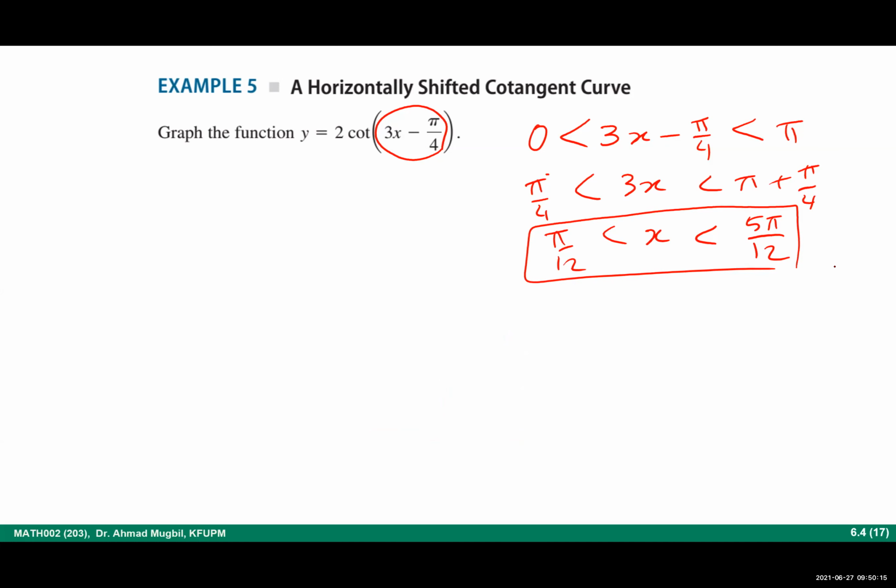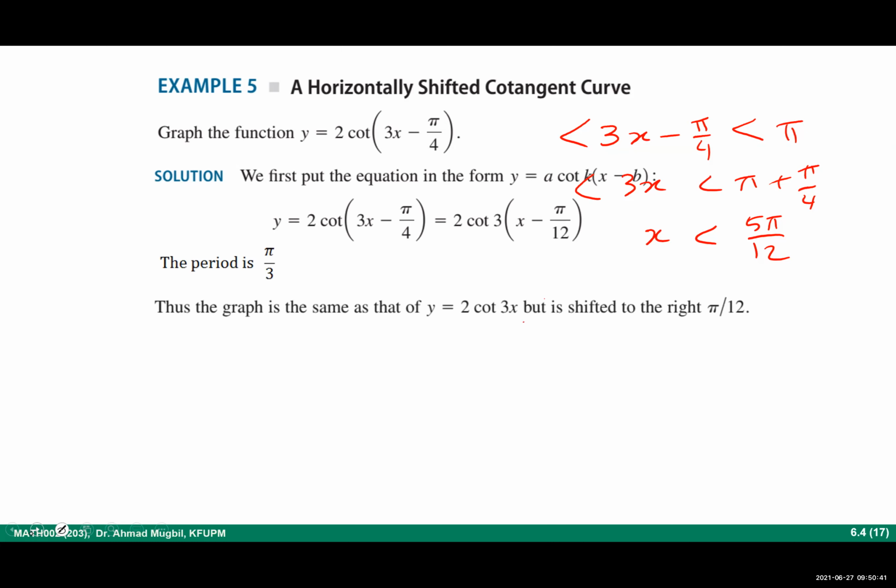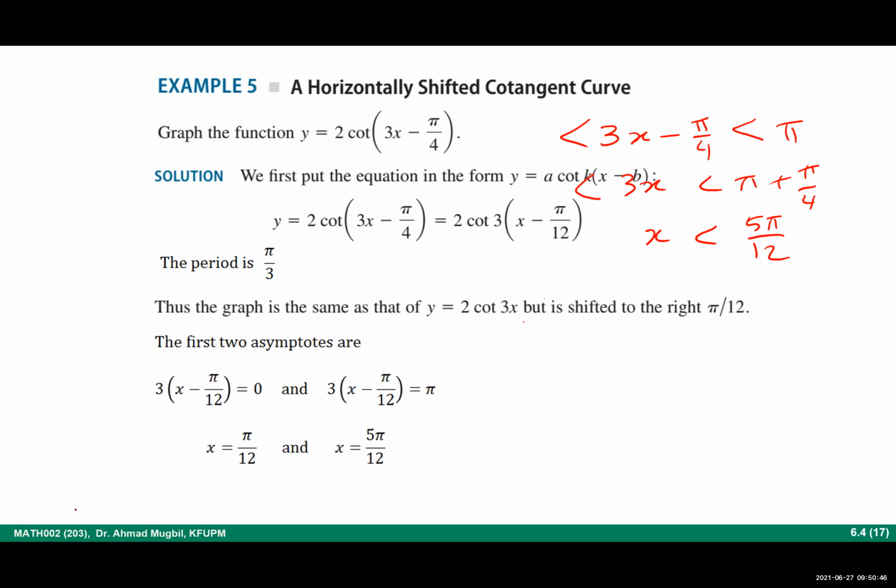It is of course better to write it in the standard form, Shabab, if you want. The standard form here is what? To take 3 as a common factor, and this will tell you that this graph will be the same as the graph of 3 cotan 3x, but shifted pi over 12 to the right. But if you don't plan to sketch the graph of this one, no need. Now, again, if you know what the vertical asymptotes are, so this is one way. Another way is to set this equal to 0, set this equal to pi, or just solve this.